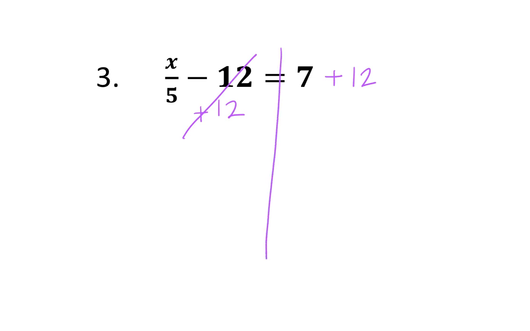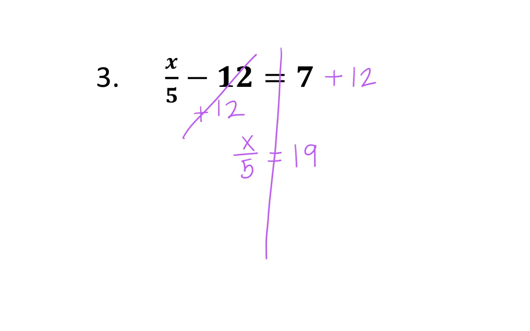Okay, so I'm going to bring down what I can. X over 5 is what I'm going to bring down. Equals, again, the negative 12 went away. 7 plus 12, use your calculator. You should get 19. All right. X over 5 equals 19.